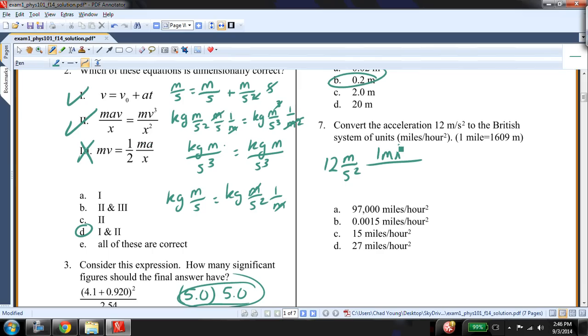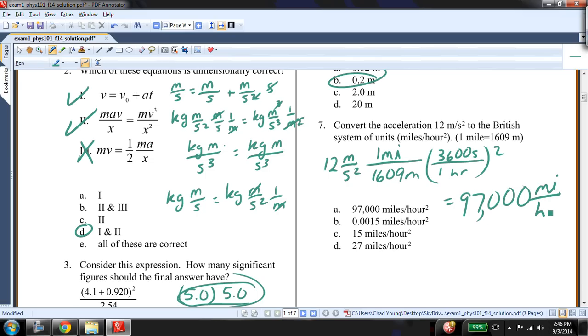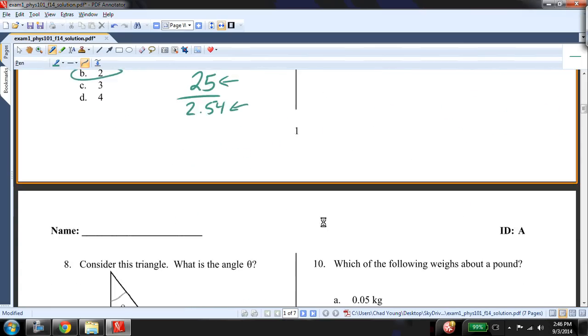In 1 mile, there are 1609 meters. And in 1 hour, there are 3,600 seconds. Let's just square this term. And I square that and calculate, I get 97,000 miles per hour squared. So that's not a terribly big acceleration. I mean, this is about the acceleration that you fall at. So it's actually a pretty big acceleration. But in the British system, it seems really big. So A is the answer for number 7.